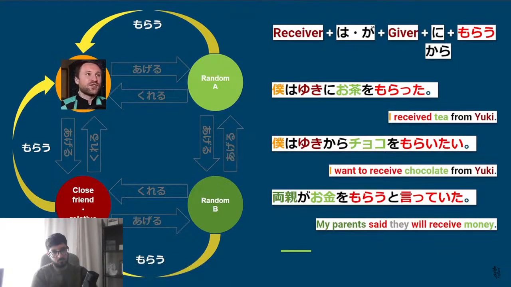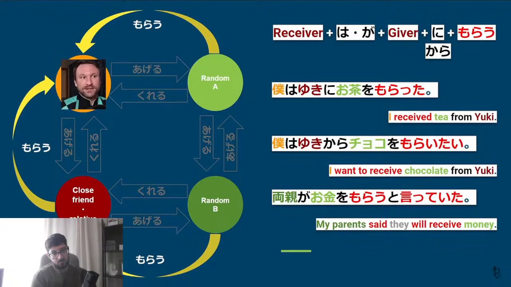The topic of kureru is the giver. And the topic of morau is the receiver. So which one is more important to you in that situation? Which one do you want to express more? Do you want to say you received something, or do you want to say that someone else gave something to you? So kureru will emphasize the person who's giving it.